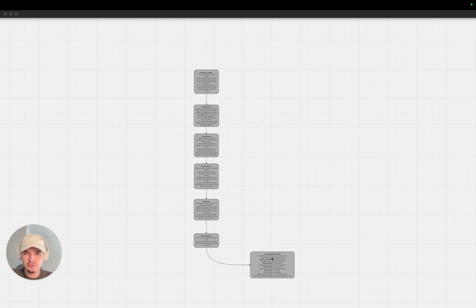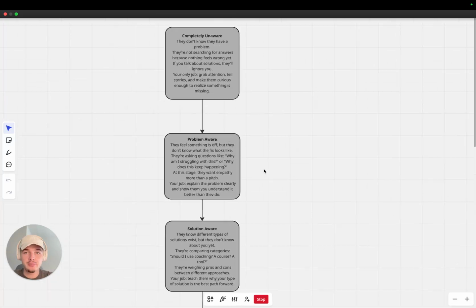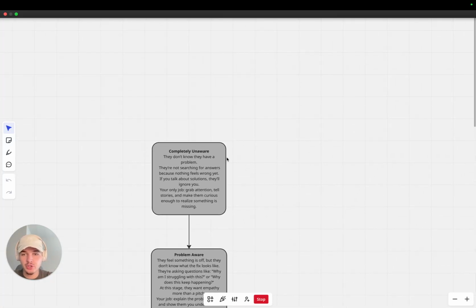It originated, I think, from Eugene Schwartz. Maybe some other people messed around with the concept before, but that is where I got it from. So let's just dive right into stage one, which is completely unaware. Your prospect doesn't even know that they have a problem. They're not searching for any answers because nothing feels wrong yet.